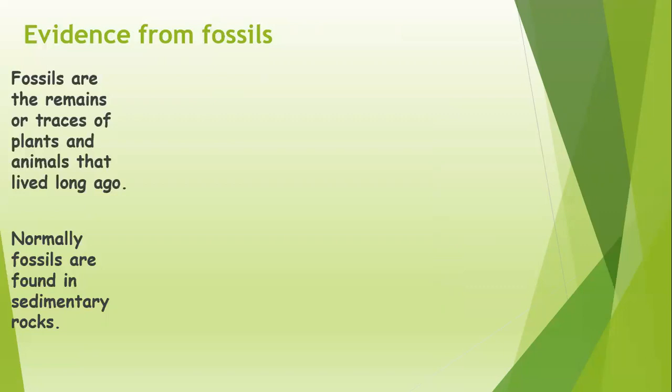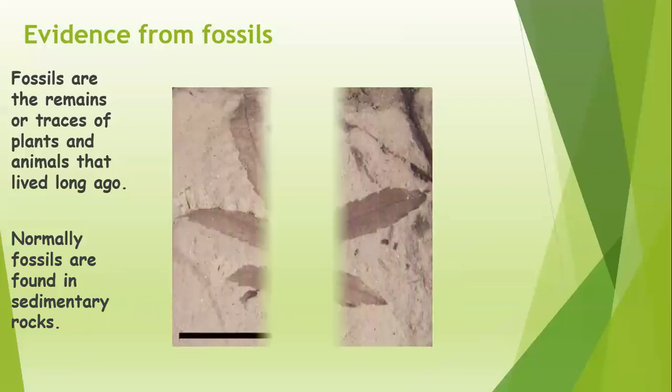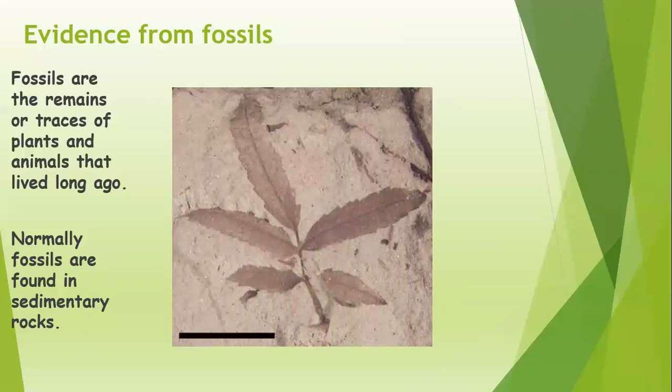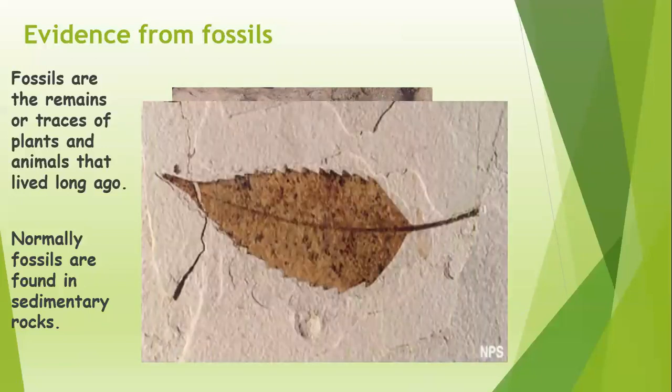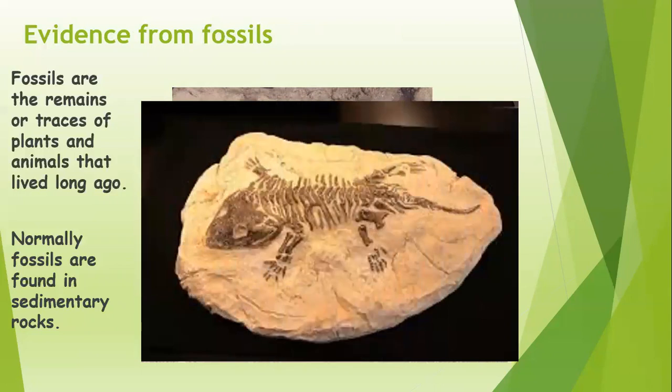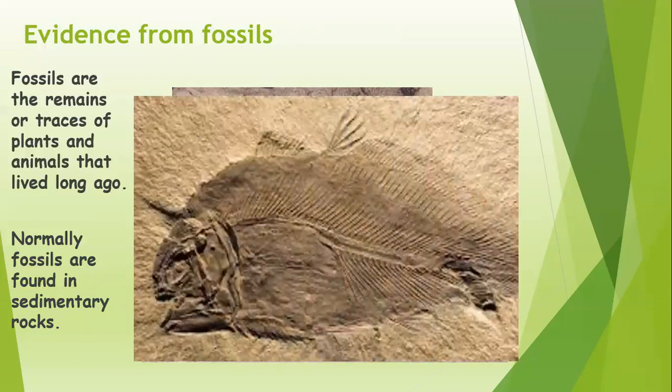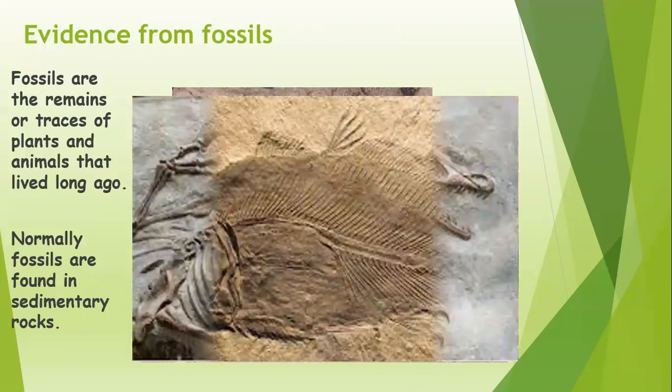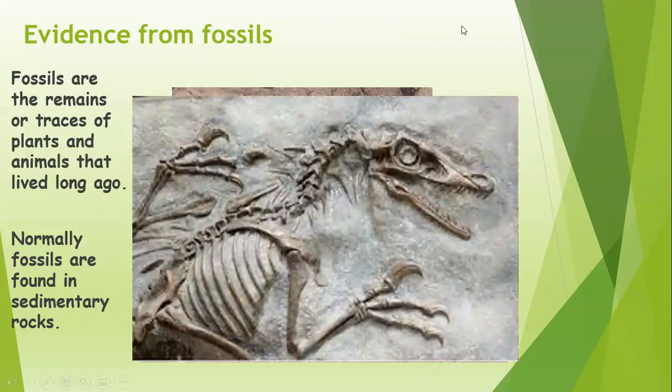Normally, these fossils are found in sedimentary rock because fossils are formed under high heat and high pressure in the earth's crust. That is why they are found in sedimentary rock. Let's see what fossils look like. This is a fossil of a plant, another fossil of a plant. This is a fossil of a lizard-like reptile structure. This is a fossil of a fish, and this one is a fossil of a dinosaur.